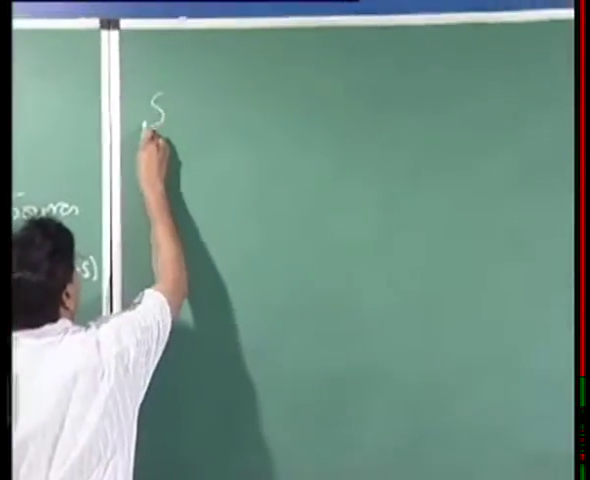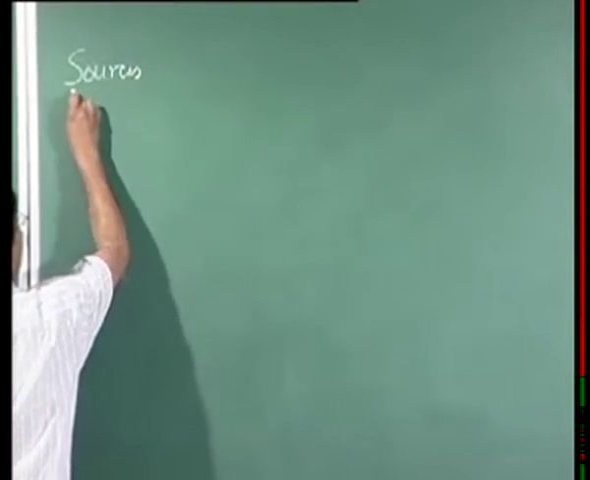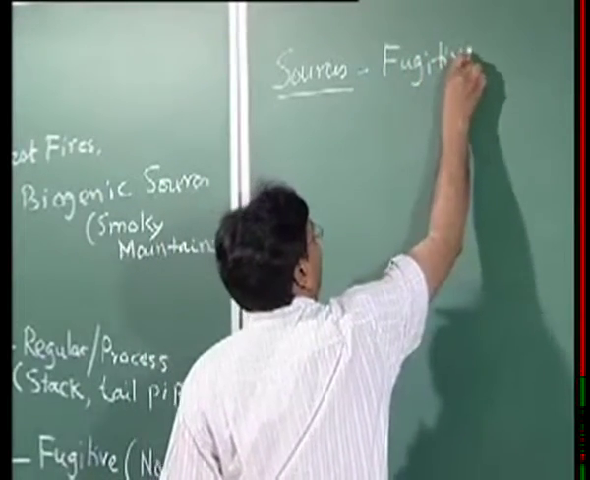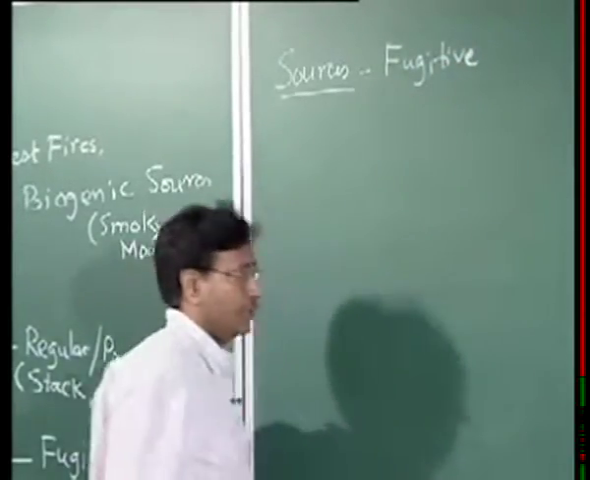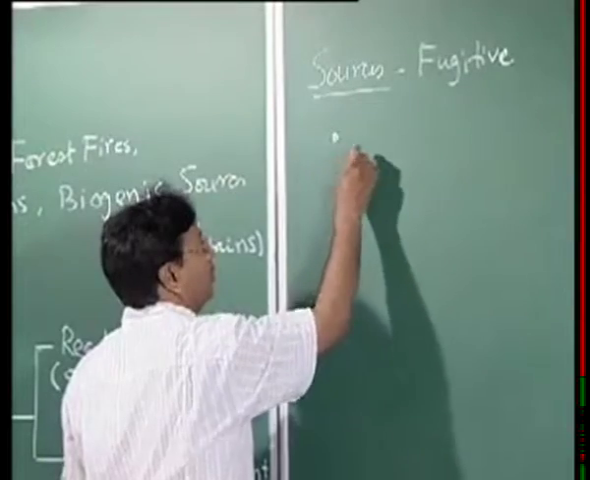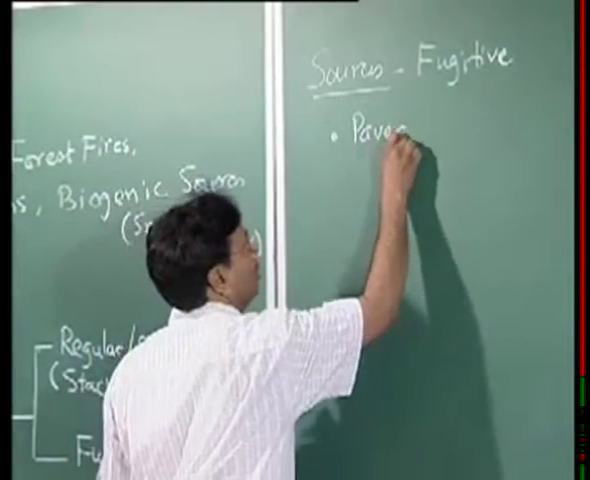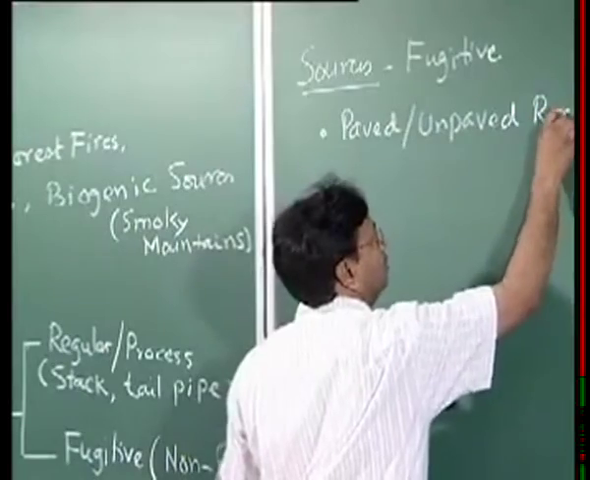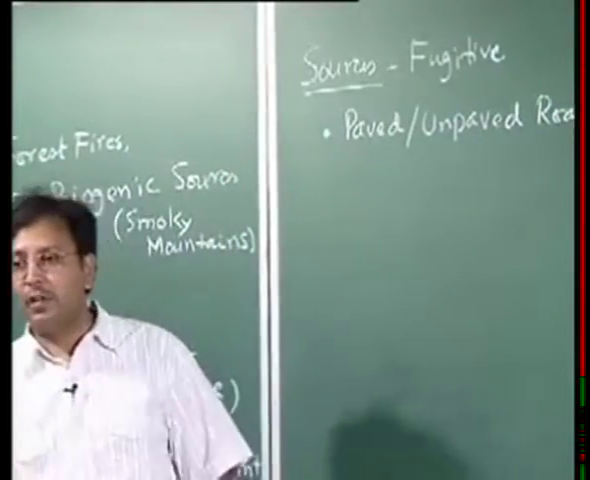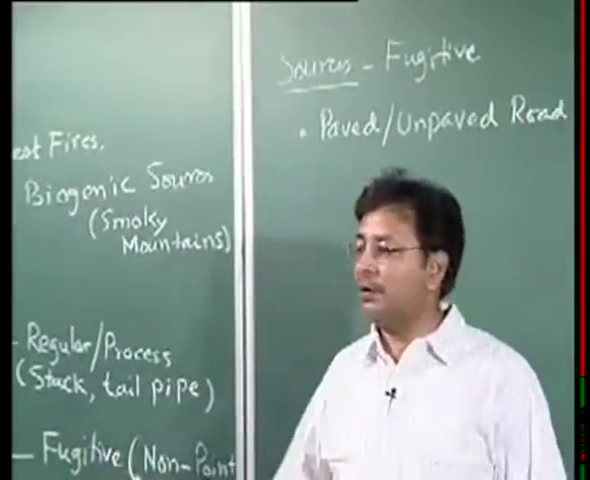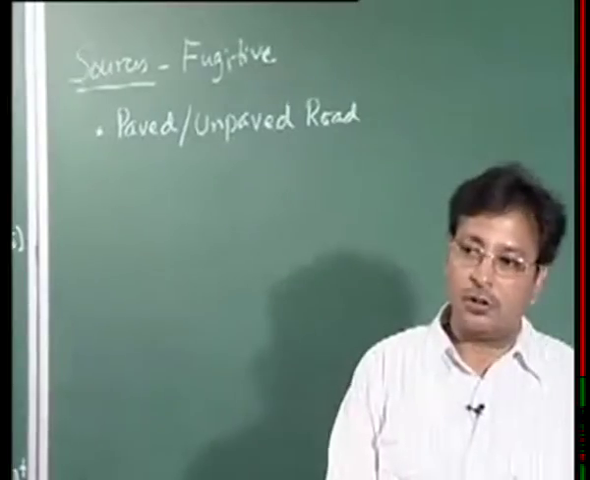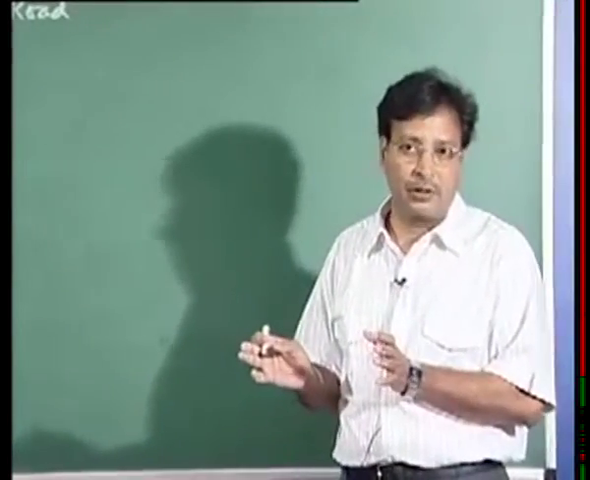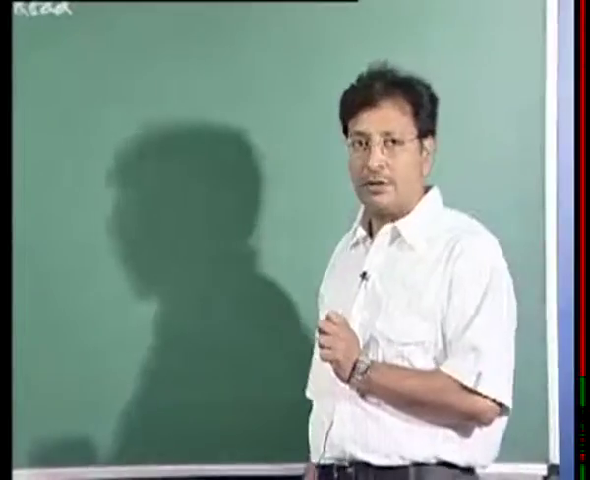So that we get a little feeling that there are a lot of these fugitive or non-point sources. For example, paved or unpaved road. We all see the vehicle moving on the road. Of course, there is emission from the vehicular tailpipe, but as it travels on the road, the dust on the road, or the dust because of the friction between the tire and the road, causes a lot of emission. So, that could be one example of the fugitive source.